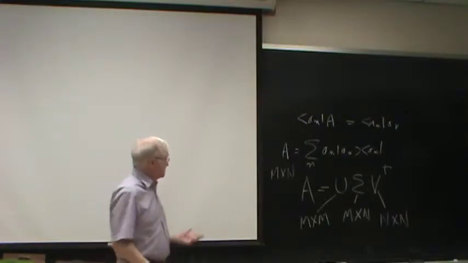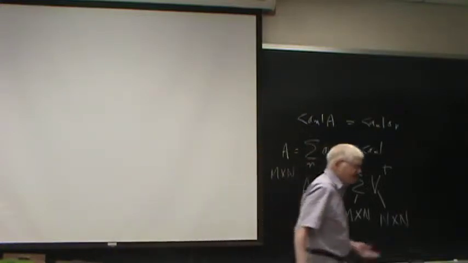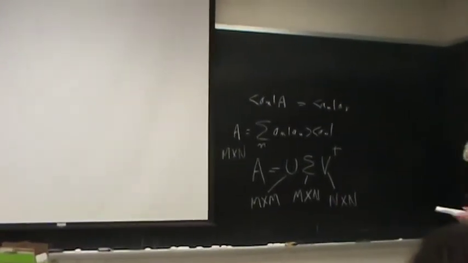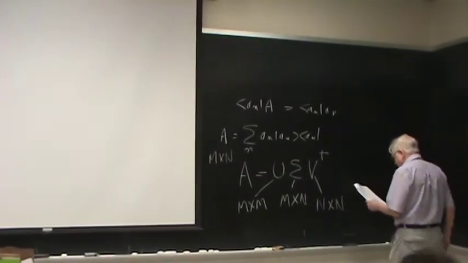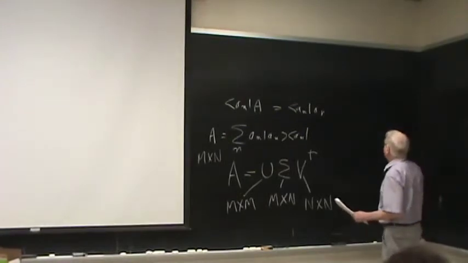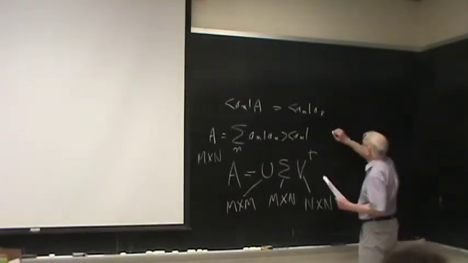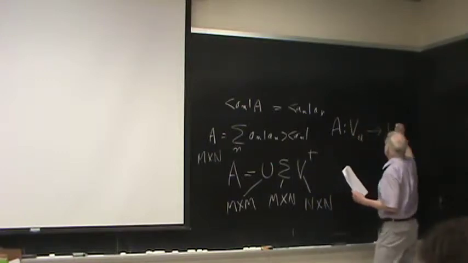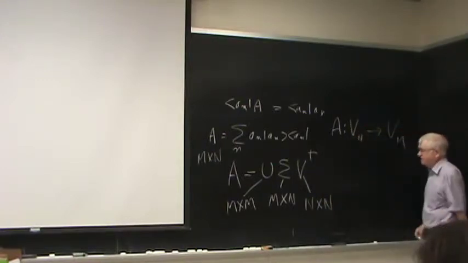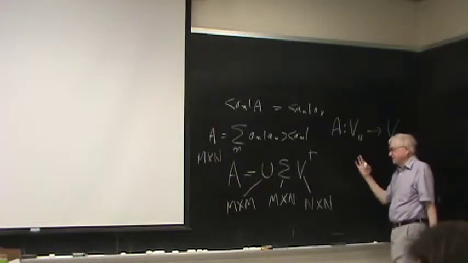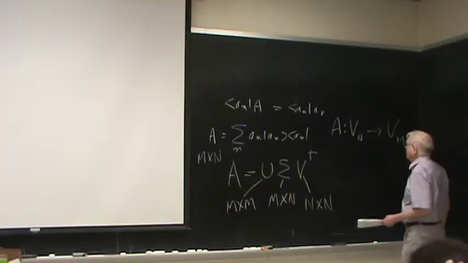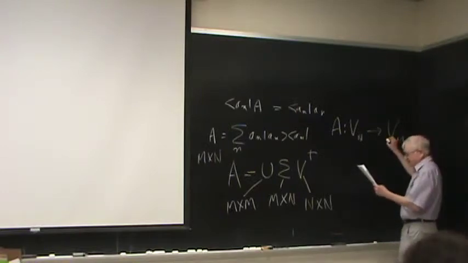That is to say, it's rectangular, it needn't be square, and it needn't have any special properties at all. And what it does is it maps some n-dimensional vector space into some m-dimensional vector space. So it takes an n vector into an m vector. And what we can do is we can create bases.